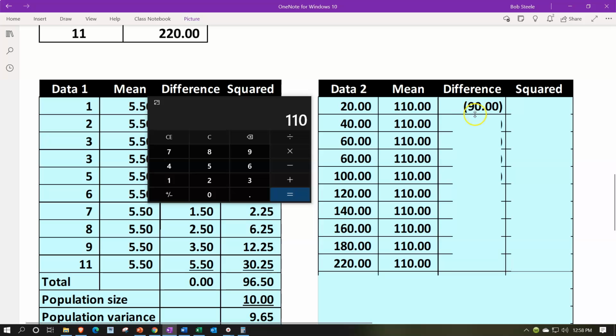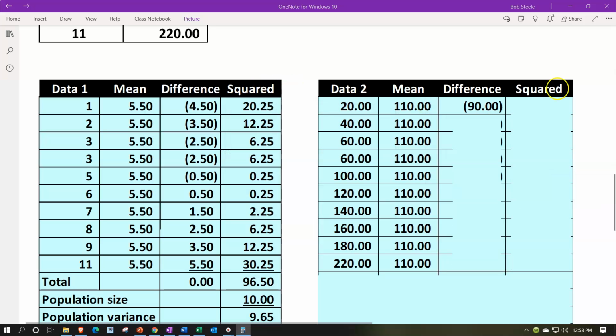And then we'll take the difference between these. And notice as we take the difference, we'll start to see some similarity between these two numbers because of the similarity in dispersion, right? So we got the 20 minus the 110 is negative 90, the 40 minus the 110 is negative 70, 60 minus 110 is negative 50, 60 minus 110 is negative 50. You can see kind of a parallel trend here that's happening.